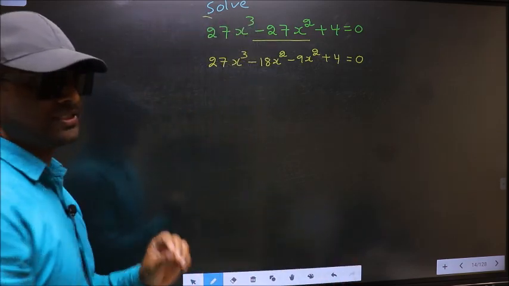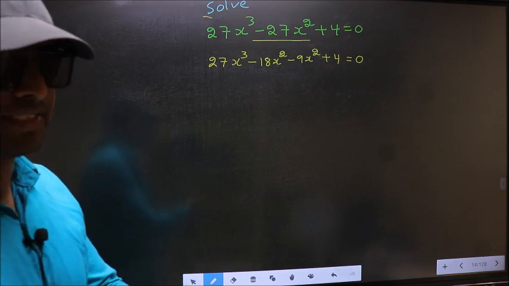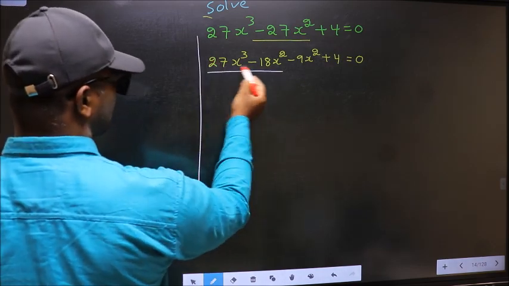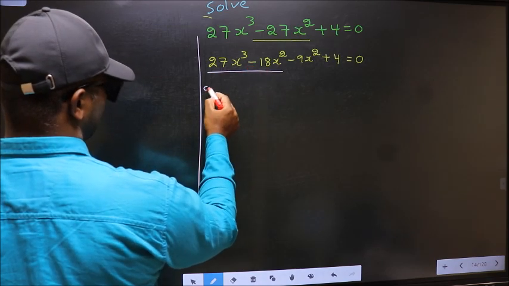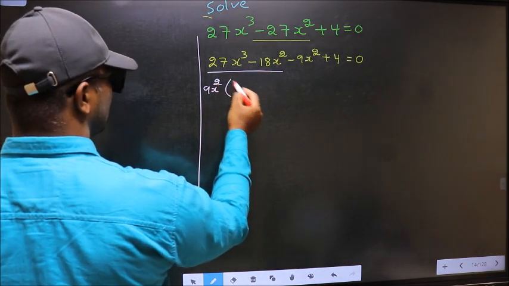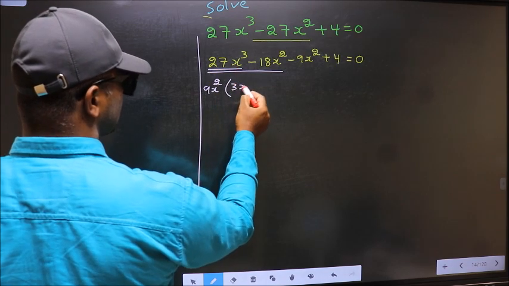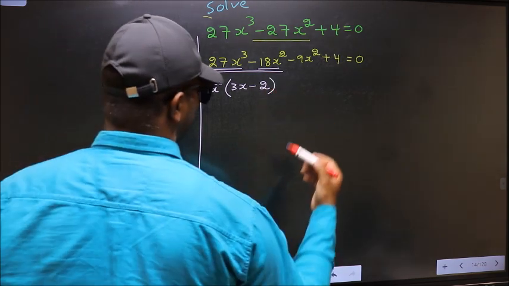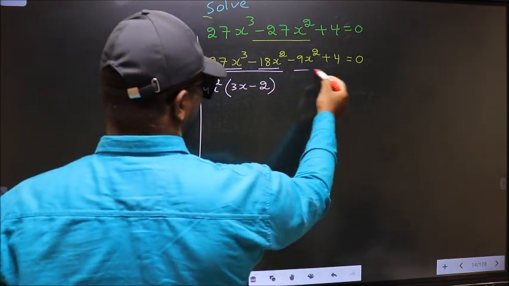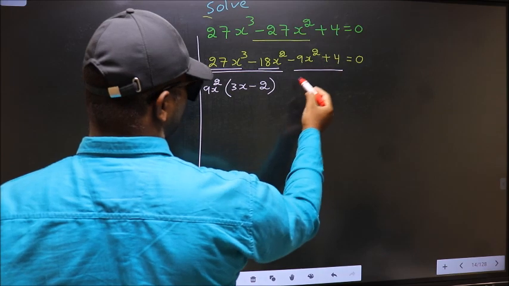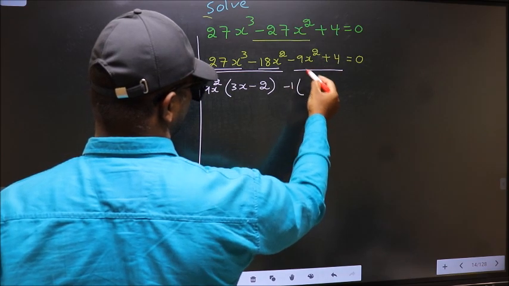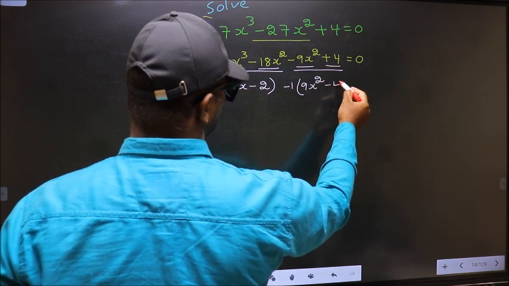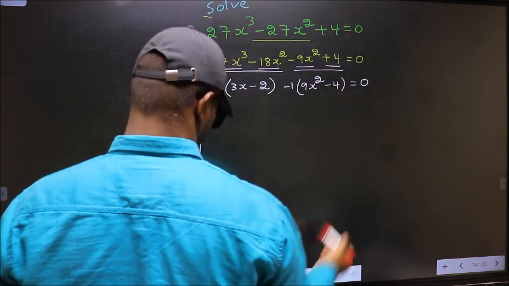This is your step 1. Next, what can be taken out common from these two terms is 9x square. So here you get 3x minus 2. In the same way, what can be taken out common from these two terms is minus 1. Here you get 9x square and here you get minus 4 equal to 0.